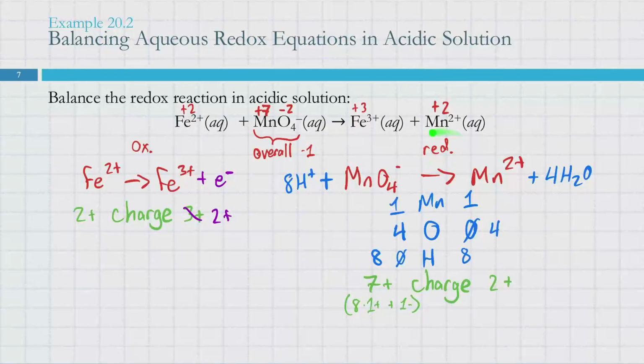For our reduction, we've got 7 plus and 2 plus. How many electrons do we have to add to get this 7 plus down to a 2 plus? 5. So we add 5 electrons to the left side. Our 7 plus is now a 2 plus. We're charge balanced.